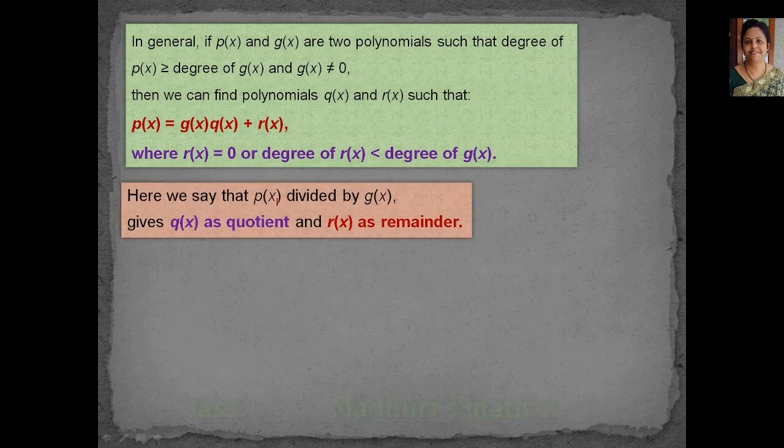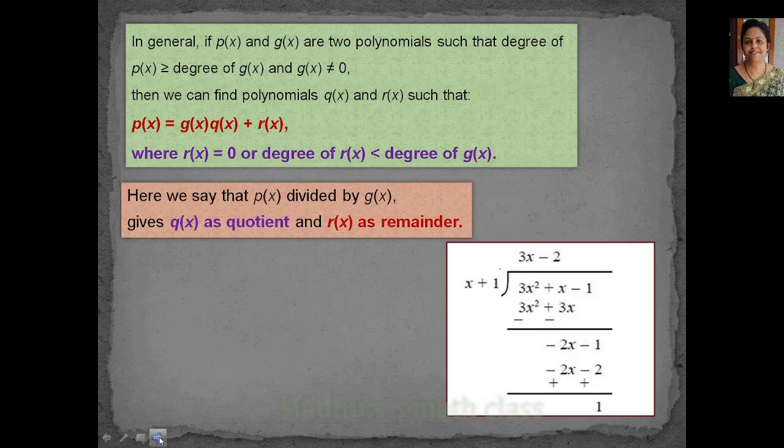Here we say that p(x) divided by g(x) gives q(x) as quotient and r(x) as remainder. Here 3x minus 2 is the quotient and 1 is the remainder. 3x squared plus x minus 1 is the dividend, x plus 1 is the divisor, the quotient is 3x minus 2 and the remainder is 1.